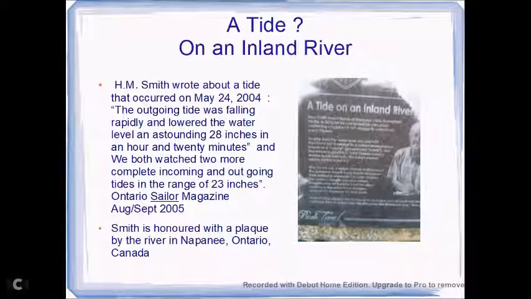The wet docks may be new, but the tide is old. There is a plaque by the river celebrating a well-known citizen, H.M. Smith. He spent several days measuring the rise and fall of the river and graphed the results. He wrote about it for the Ontario Sailor magazine. Both are available at the local archive. Here is a quote. "The outgoing tide was falling rapidly and lowering the water level an astounding 28 inches in an hour and 20 minutes, and we both watched 2 more complete incoming and outgoing tides, the range of 23 inches."